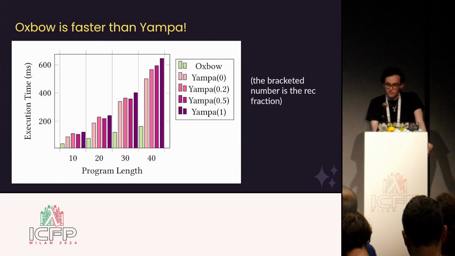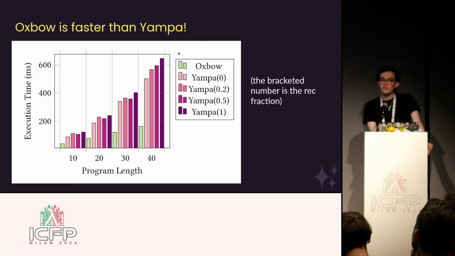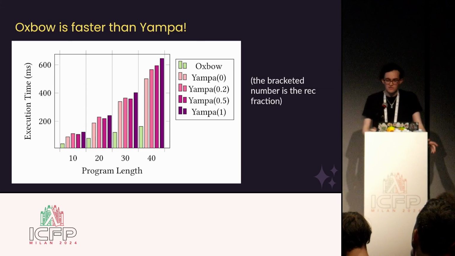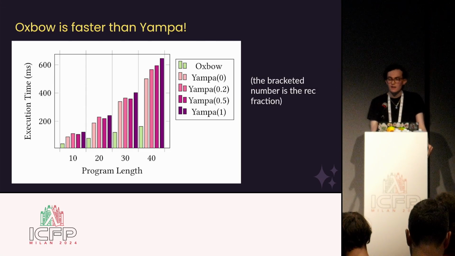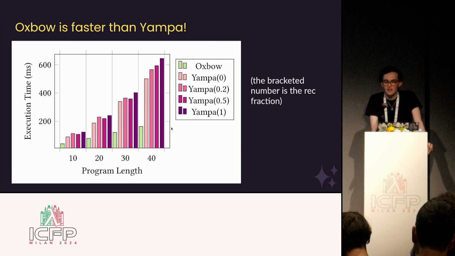And we get some nice results. We find that our implementation, Oxbow, performs significantly better than Yampa in all cases. The bracketed number here is the rec fraction. Notably, Yampa's performance gets worse as you make the loop bigger, regardless of the length of the code. Oxbow does not have this problem. It's performing the same number of computations regardless.